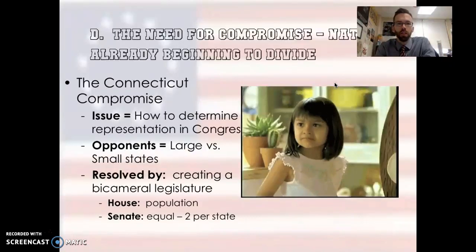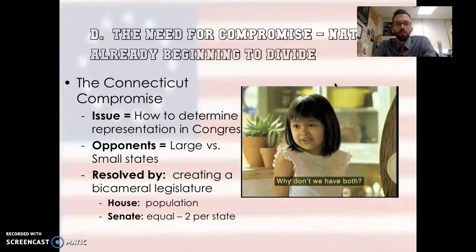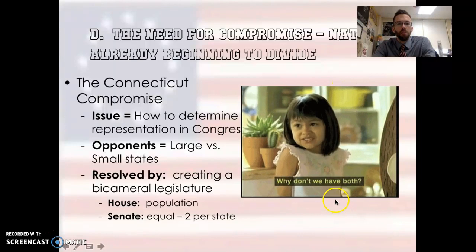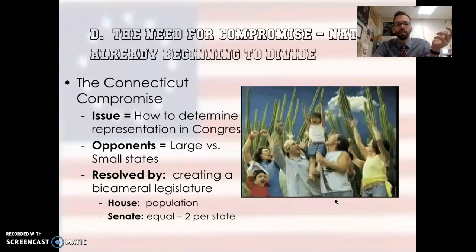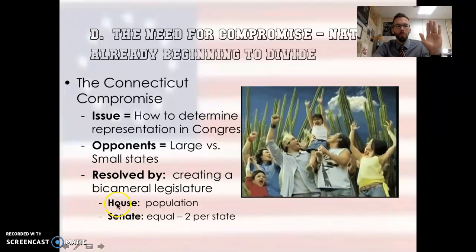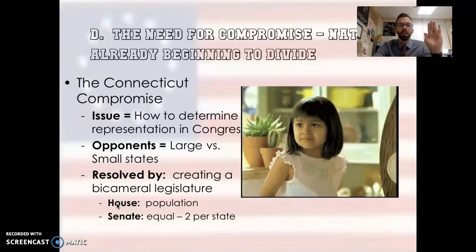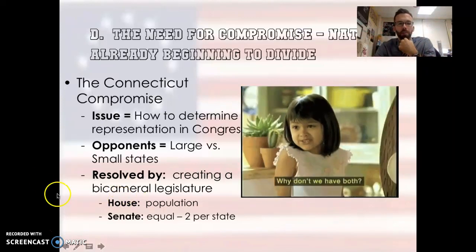And what do they do? Something called the Great Compromise or the Connecticut Compromise. A man by the name of Roger Sherman comes forth and says, why not both? And this is how we have our system today. We have a House of Representatives based on population. So California has 53 representatives. Montana has 1 representative. So the House is based on population.